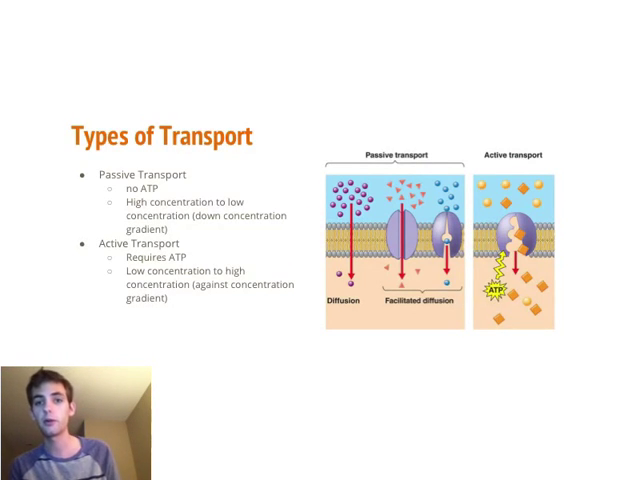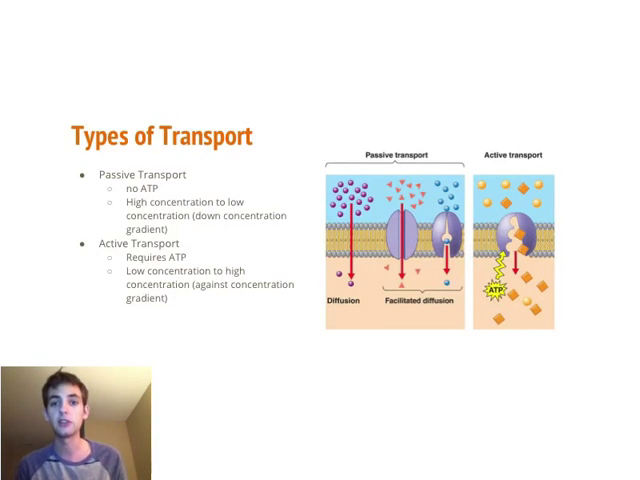Alright, so there are two types of transport. You have active transport and passive transport. Let's start with passive transport. Passive transport is a type of transport that does not require energy. And the type of cell energy that we use is ATP, and we're going to talk about that in a little bit more detail later. This is typically moving from a high concentration to a low concentration. So another way of saying that is down a concentration gradient, going from high to low.